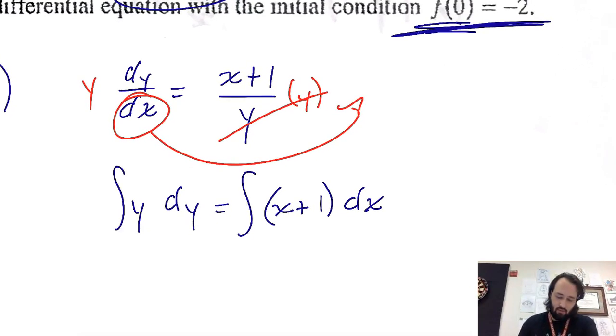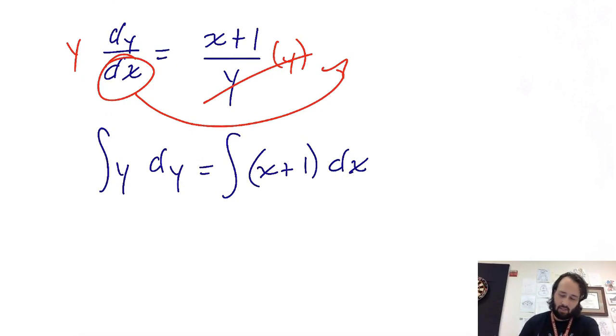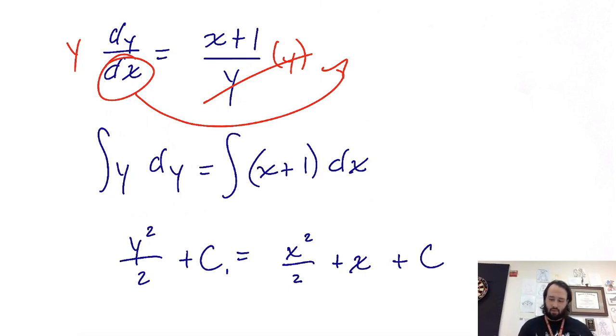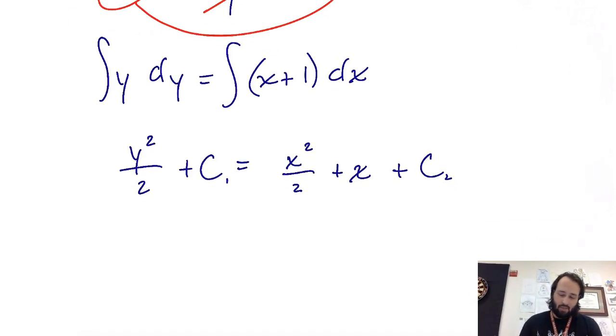So if I take the integral of both sides to get rid of those dy and dx, the integral of y would be y squared over 2. And I would have a plus c with this, right? And then this would be x squared over 2 plus x plus some other c. These could be two different c values, could be the same, I don't know. But we can combine them together on the same side, and I'm going to go ahead and multiply by 2 so that I get y squared equals x squared plus 2x plus some constant.